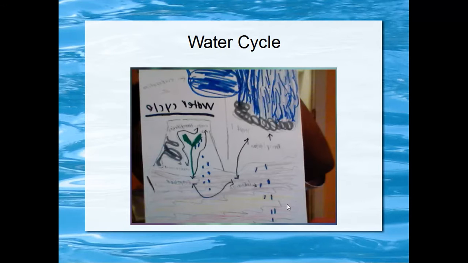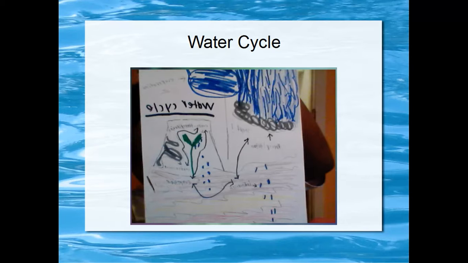First is the water cycle. So in this picture I drew, it's backwards for some reason. But I drew a waterfall, different layers of the earth, which I'm pretty sure are in the wrong order, a plant covered in a cup or surrounded by a cup.